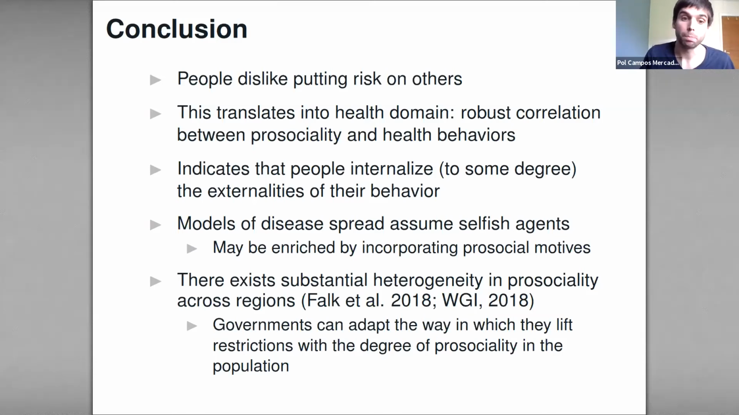Our research implies that governments could adapt the way in which they lift restrictions to the degree of pro-sociality in the population. If you imagine a city in which people, for some reason, are very pro-social, they care a lot about each other, and another city in which people are not, even if both have the same number of COVID cases, maybe in the first one we can relax the restrictions much earlier than in the second one, because in the first one we already have people helping and considering others, and therefore the regulations do not need to be as strong as in the second one, in which people are not considering others.